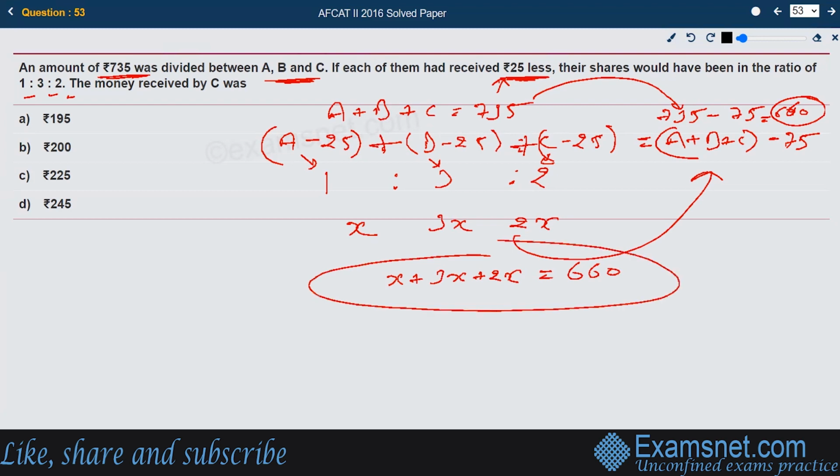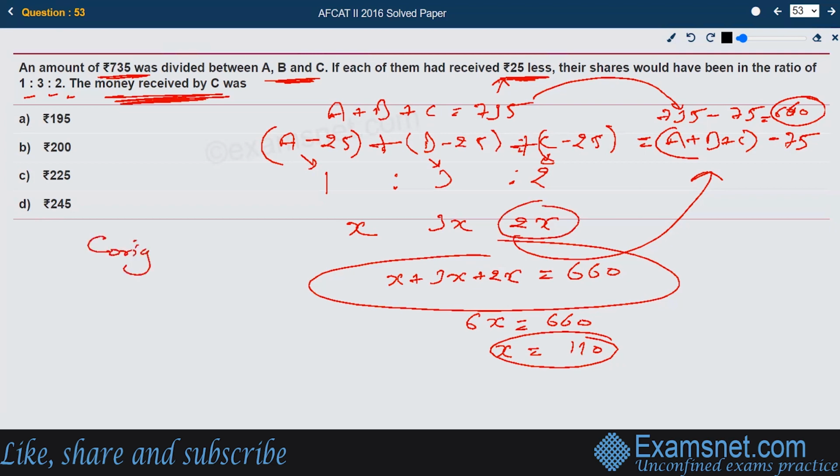So x plus 3x plus 2x should come out to be 660. And this is how much? 6x is 660. So the x value becomes simply 110. Now they have asked for the money received by C. After subtracting 25, C's share was 2x. So what C originally would have received is 2x, which was reduced by 25, so the original value should be 2x plus 25. This should be the original value of C.